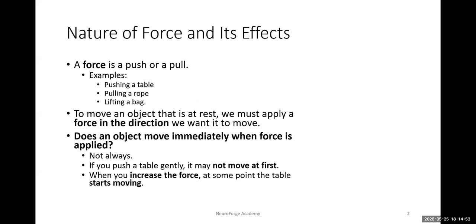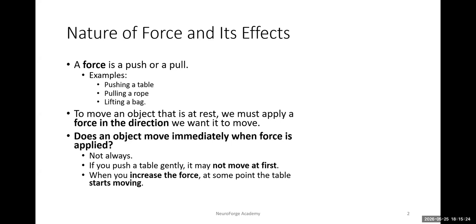Okay, nature of force and its effects. So when we talk about forces, it's simply a push or a pull. For example, when we push a table, pull a rope, or lift a bag, we are applying a force. So if an object is at rest and we want to move it, what do we have to do? We must apply a force in the direction we want to move.